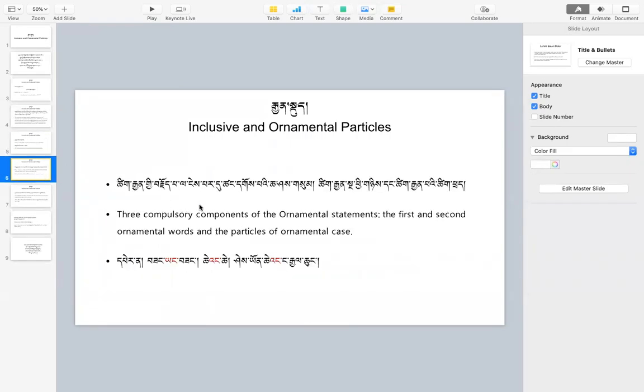There are three compulsory components for the ornamental statement. The three components are the first and the second ornamental word in the statement, and the particle of the ornamental case, which is used in order to bring together these two ornamental words and establish a relation between these two. So these three are the first and second ornamental word and the particle of ornamental case.